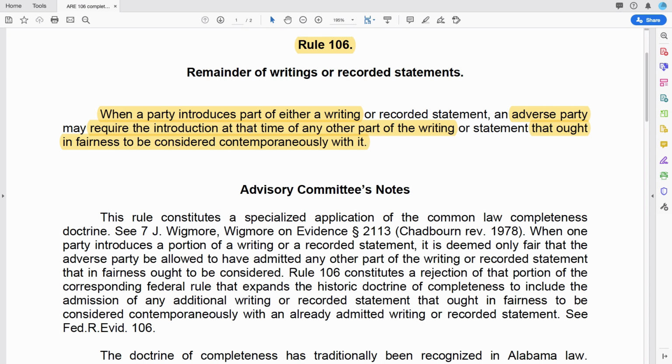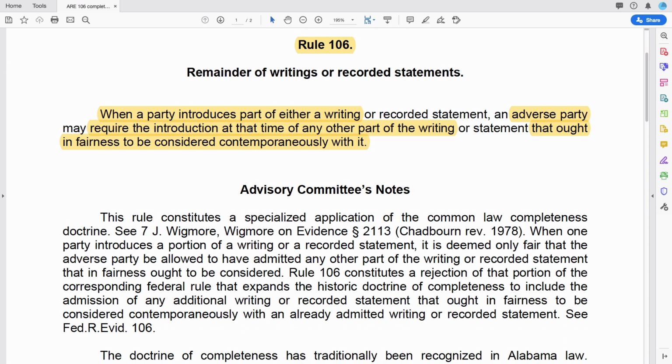But the point is, if they put in the bill of sale, my opinion, what I've argued for, I guess I've been doing these types of cases for 15 years now, is they've got to put in the whole document. And that's exactly what Rule 106 describes. Now, this is commonly called the Completeness Doctrine.